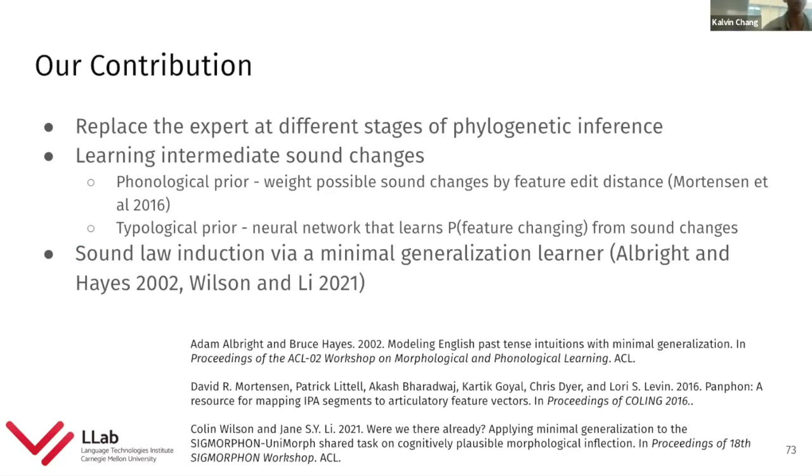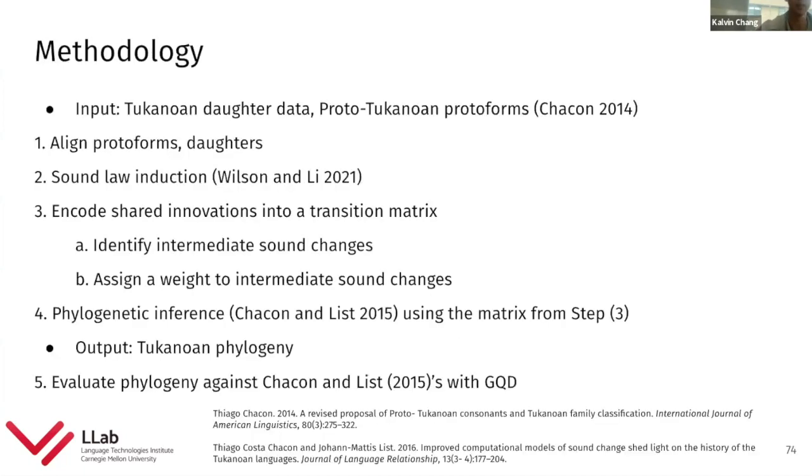Okay. So our contribution in our SIGMORPHON submission is to replace the expert at different stages of phylogenetic inference. Our goal is to learn intermediate sound changes using a phonological prior that weights possible sound changes by feature edit distance using PanPhon, as well as a typological prior that uses a neural network that learns the probability of some articulatory feature changing from the different sound changes. And finally, we contribute a sound law induction method using a minimal generalization learner from synchronic linguistics.